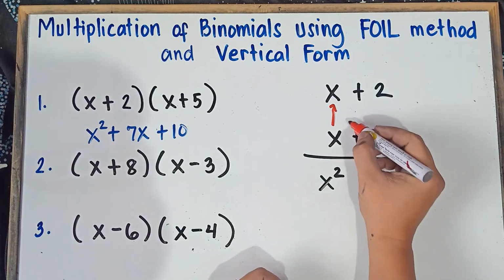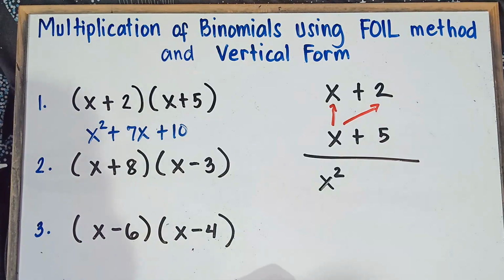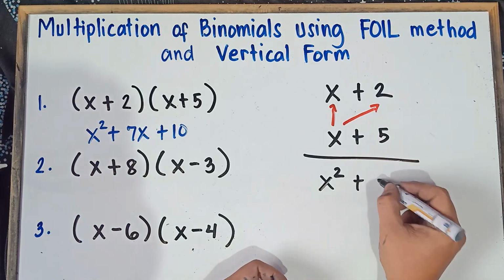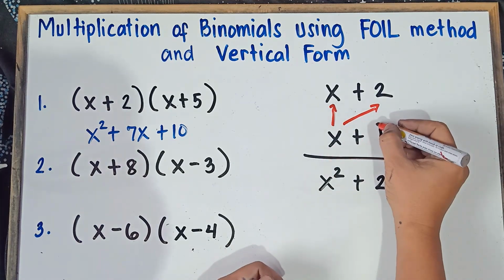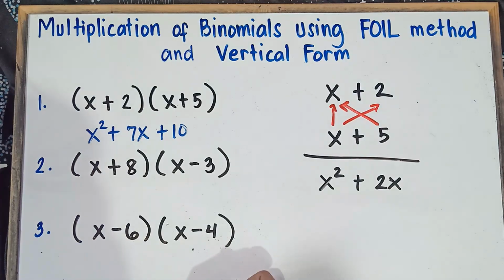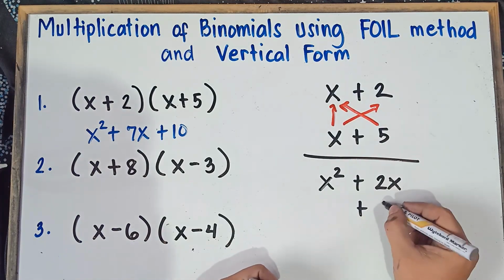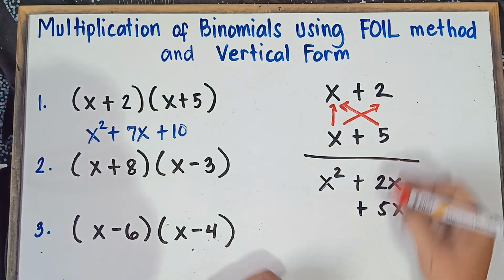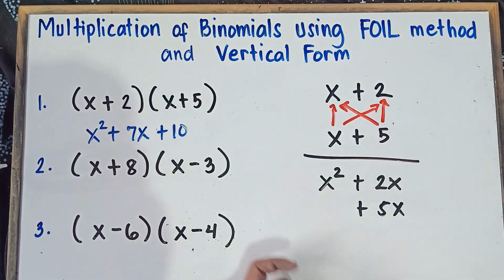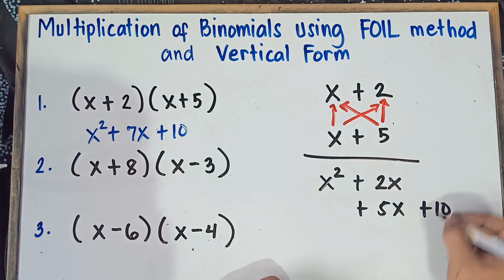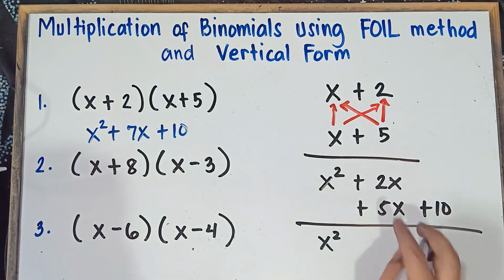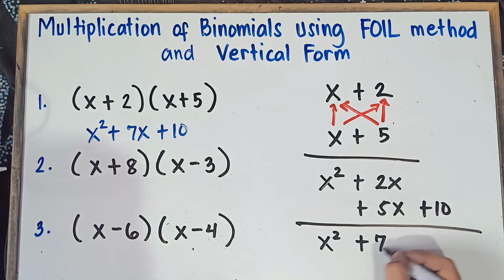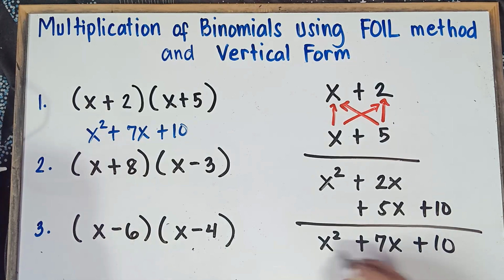Alright, and then you multiply x times 2, that's positive 2x. And then 5 times x, that's positive 5x. And then 5 times 2, that would be positive 10. Alright, and then simply combine like terms. So copy x squared. 2x plus 5x, that would be 7x. And then copy 10. You will have the same answer, class.